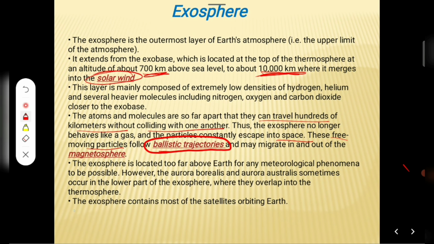So the exosphere contains most of the satellites orbiting Earth. This is a very important point. The exosphere contains most of the satellites orbiting the Earth.